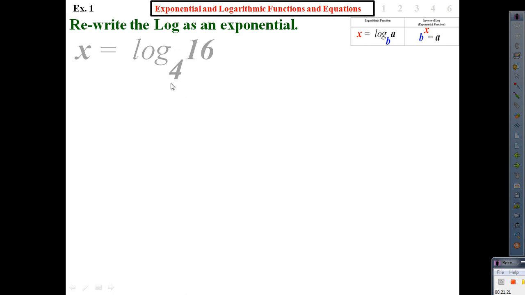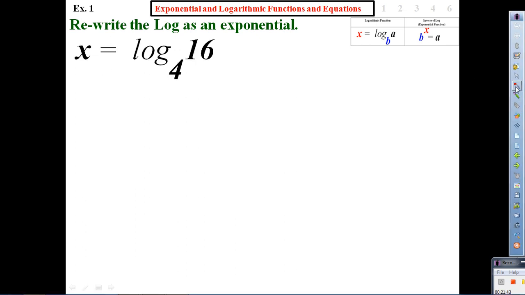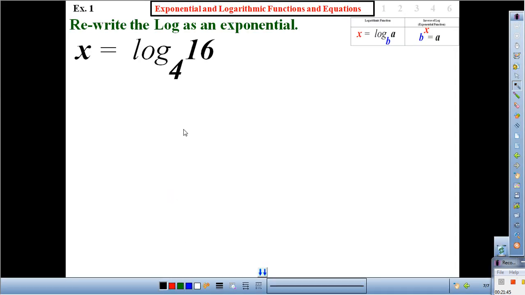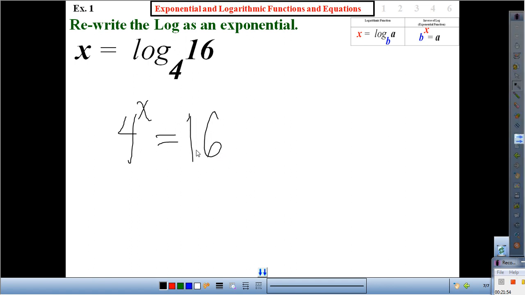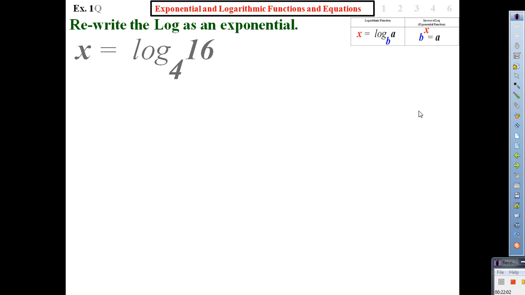However, what is our base according to this log? 4. And what is the exponent? x. So therefore, our base is 4, our exponent is x, and the given number is 16. Piece of cake? All right. You do this next one. Example 1Q: x equals log base 3 of 81.